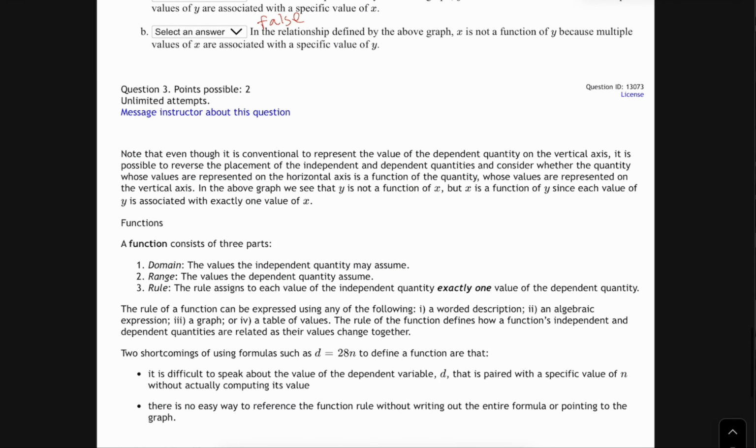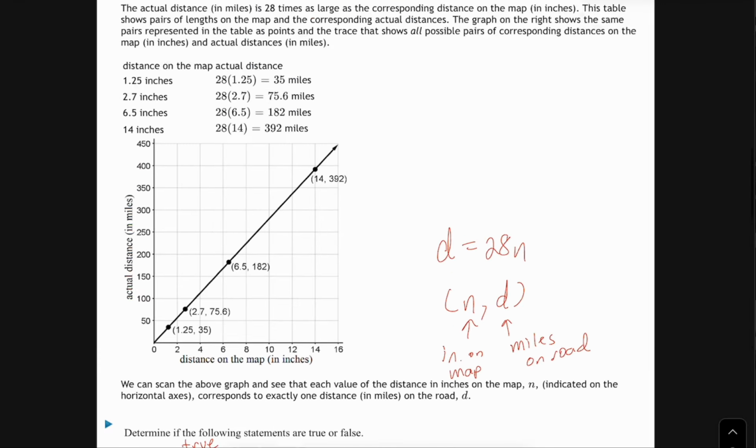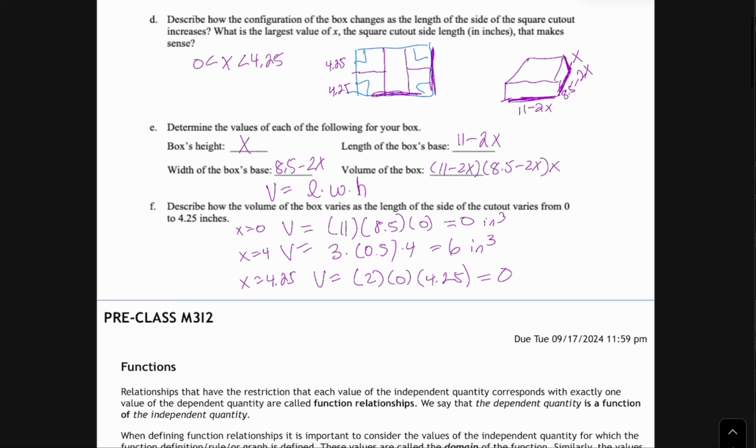And that is basically that. So hopefully that helps you get through that pre-course M3.2. So work on your iMath. There you go.